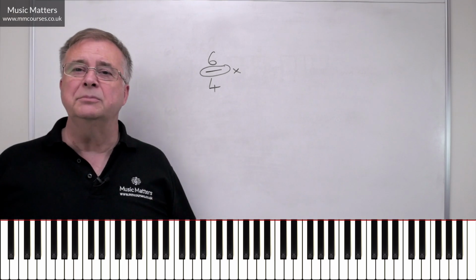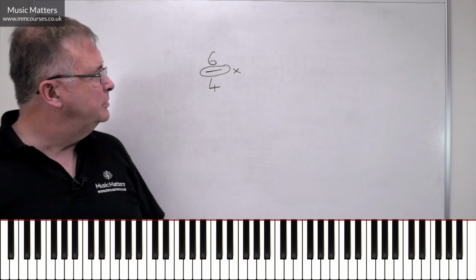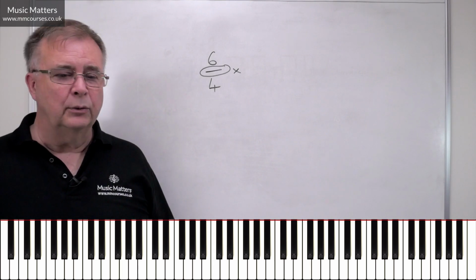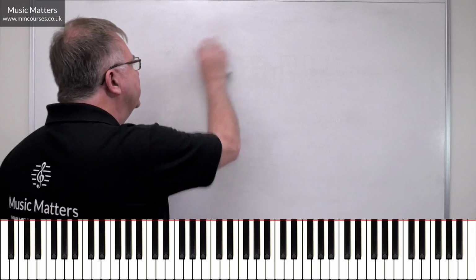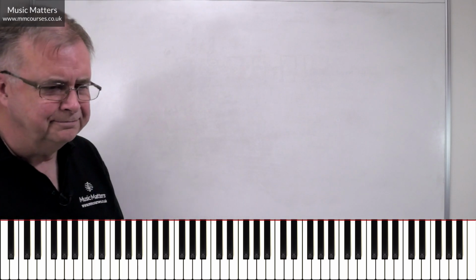So when we write a time signature, we don't write a line between the upper and the lower numbers. It's a common mistake. Lots of people do it. So there we are. That's what was wrong with that.